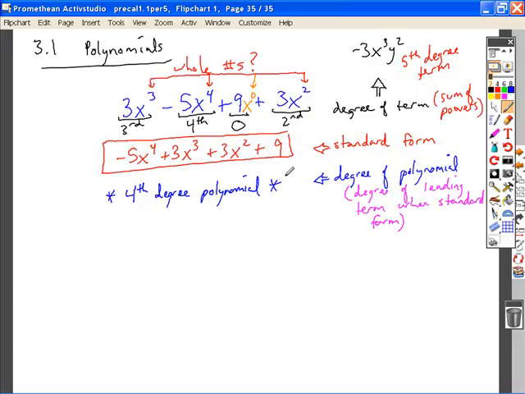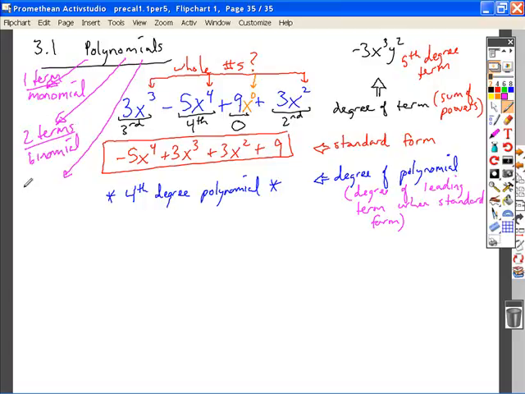All right, as far as polynomials go, you may recall if you have a polynomial of a single term, it's referred to as a monomial. If you have a polynomial with two terms, then you're looking at a binomial. If you have a polynomial with three terms, it's referred to as a trinomial. Anything beyond this would be just considered a polynomial.